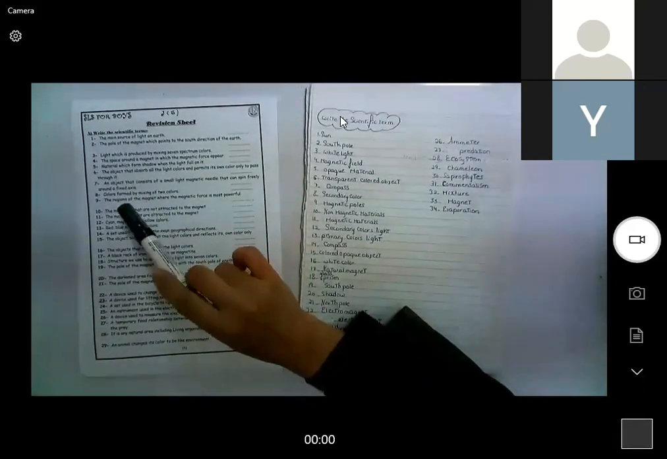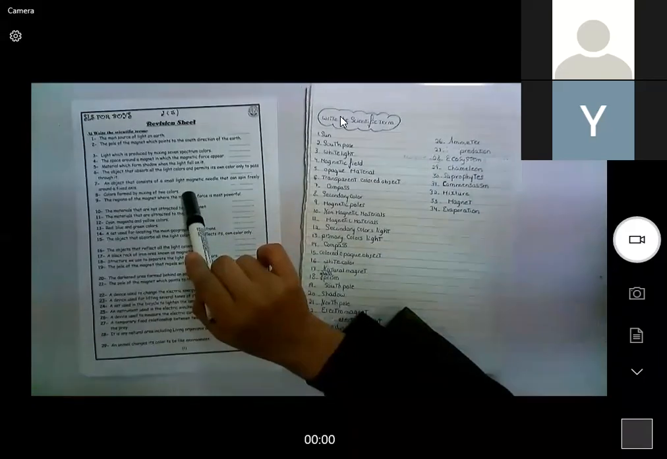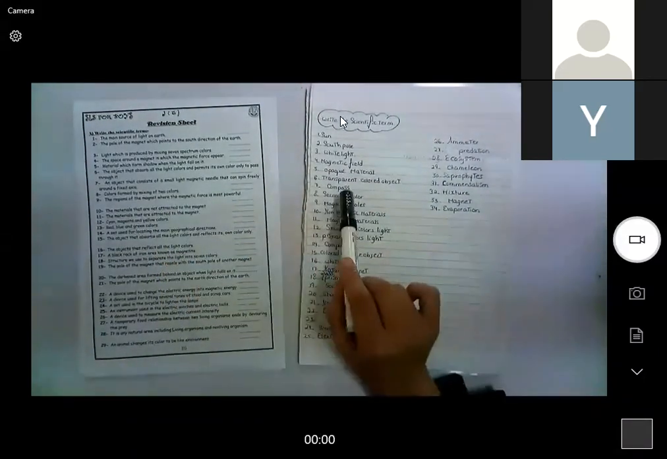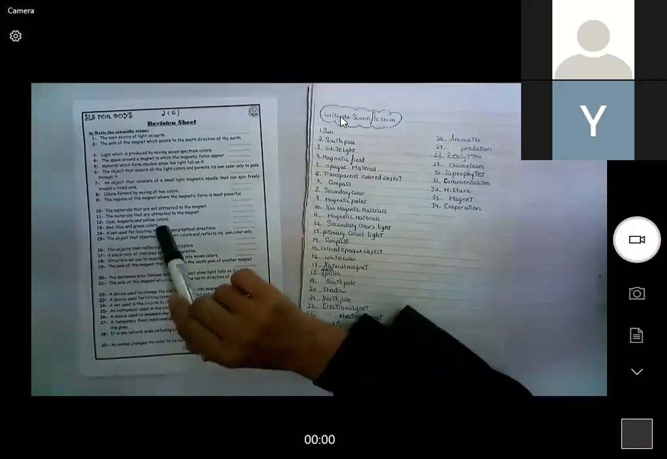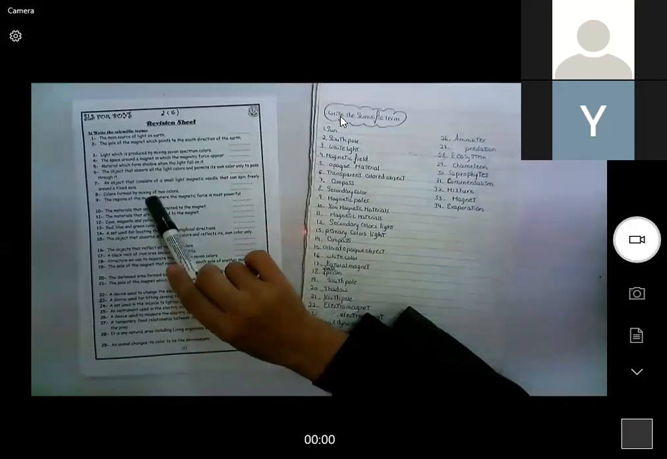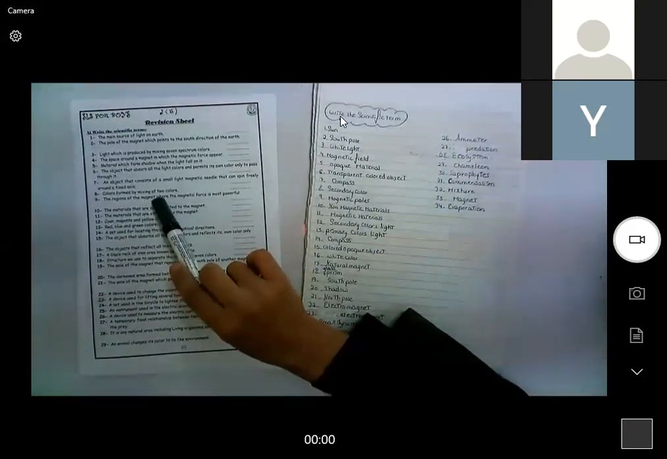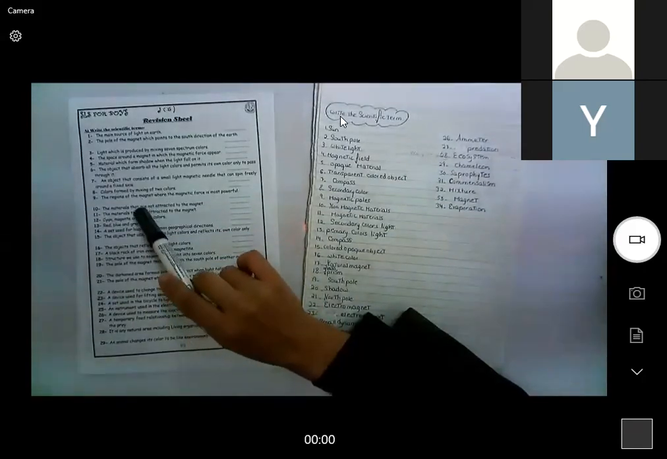8, colors formed by mixing of 2 colors. We have primary color and secondary color. The color which is formed by mixing of 2 colors is called secondary color. Why didn't we write primary color? Because the primary color cannot be mixed. Here it's written mixing. If I say mixing, it's secondary. If I tell you not mixing, you're going to write primary.